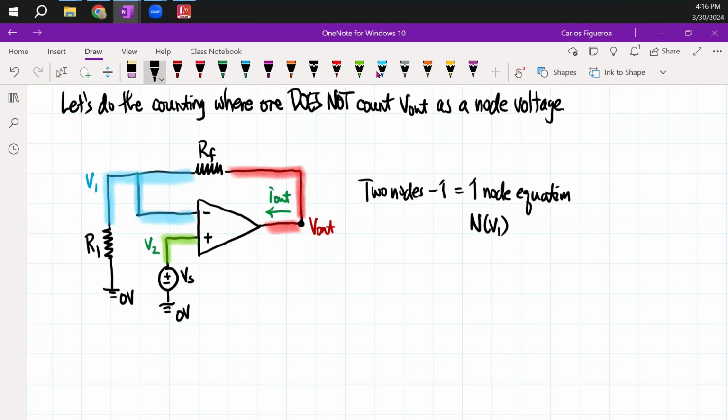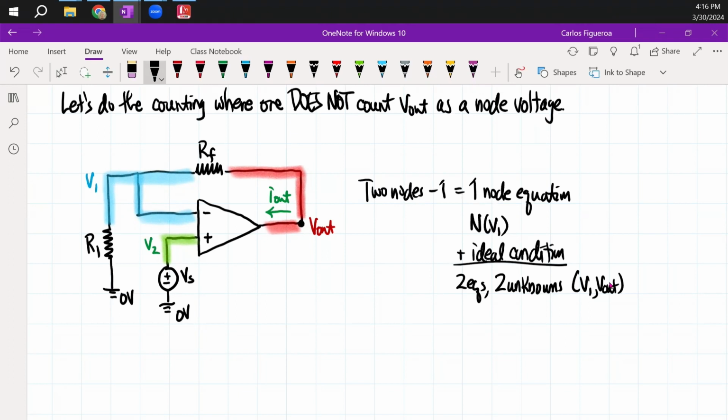V1 plus we have to add the ideal condition on the node voltage. So that means I have two equations. And in this case, I have two unknowns. So what are my two unknowns here? It's going to be V1 and V2. Actually, not V2, but V out. Okay, sorry about that. That was my mistake. V1 and V out. So let's go do this now.